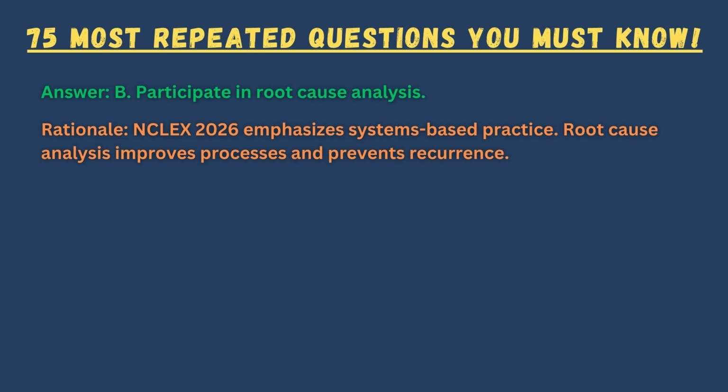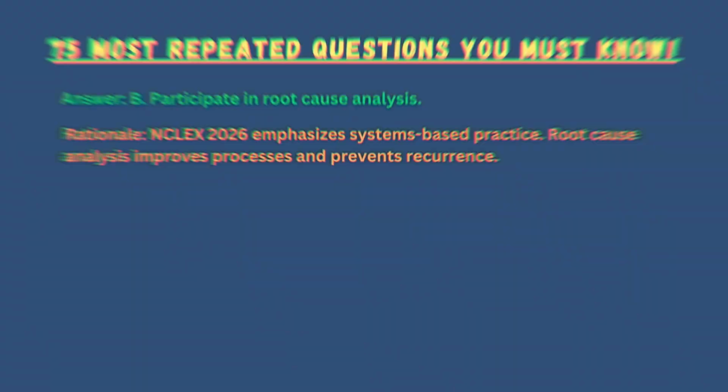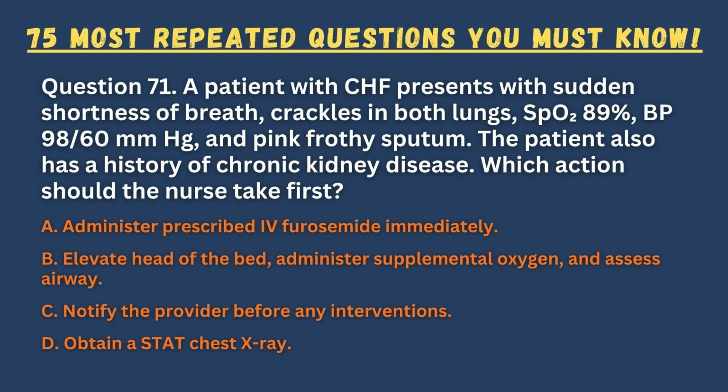Rationale. NCLEX 2026 emphasizes systems-based practice. Root cause analysis improves processes and prevents recurrence. Question 71. A patient with CHF presents with sudden shortness of breath, crackles in both lungs, SpO2 89%, blood pressure 98/60 millimeters of mercury, and pink frothy sputum. The patient also has a history of chronic kidney disease. Which action should the nurse take first?